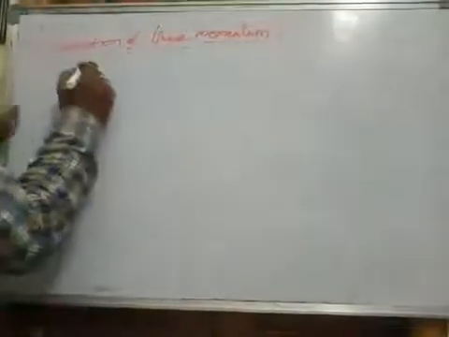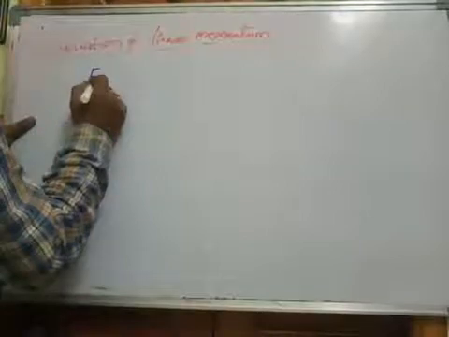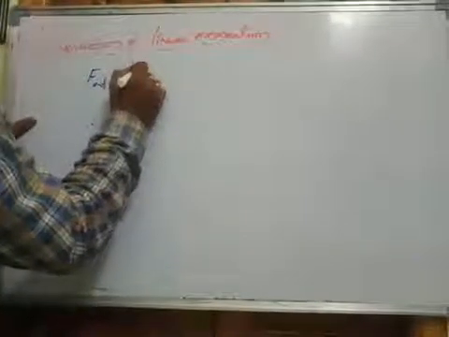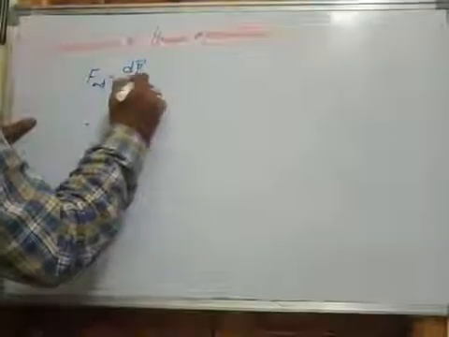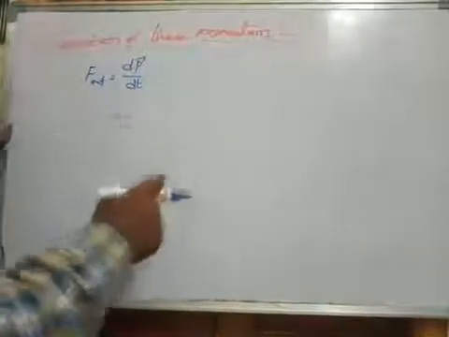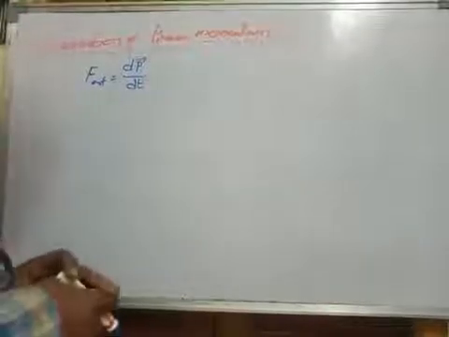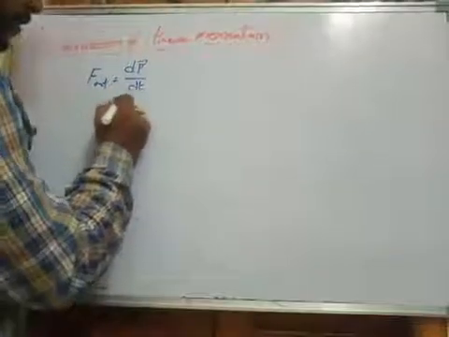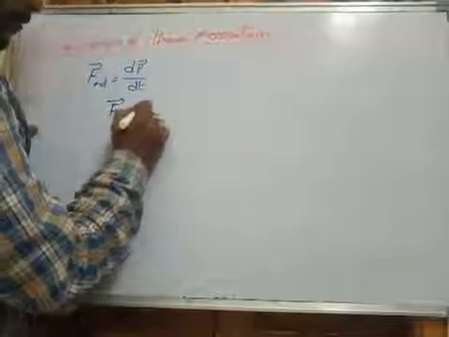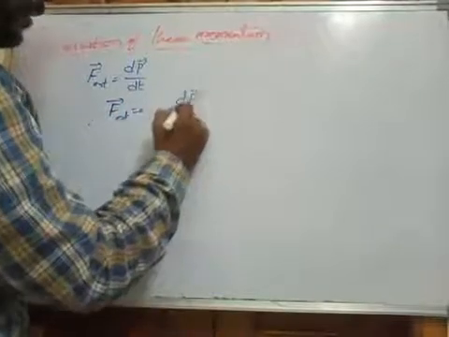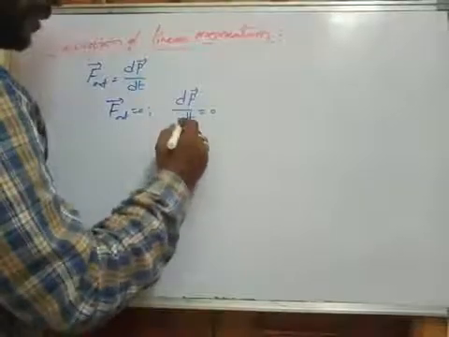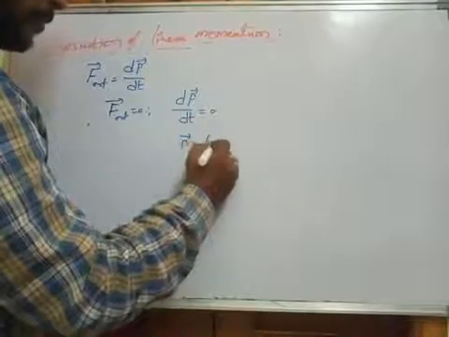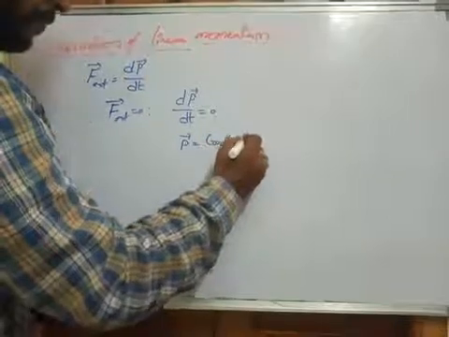Next our topic is conservation of linear momentum. Just now we saw that the external force acting on a system of particles is F external equal to dP bar by dt. Now, if no external force is acting on the system, then F external equal to 0. Then dP bar by dt equal to 0. From this equation we get P bar equal to constant.